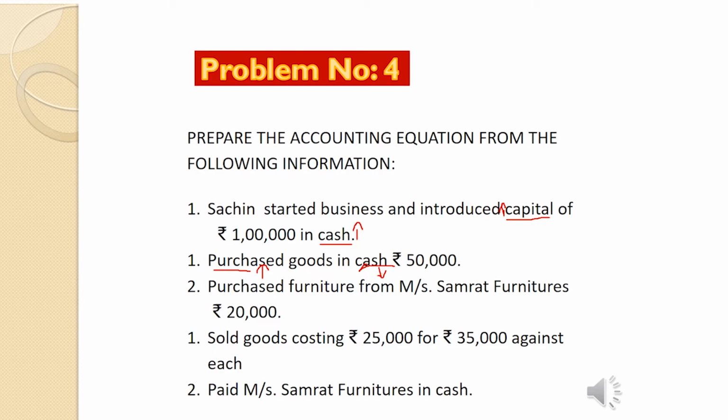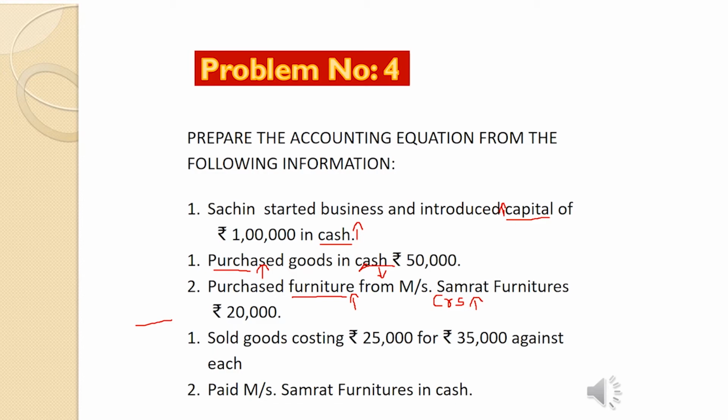Okay, the next transaction is purchased furniture. Purchased furniture from Samrat Furniture's account. This is a credit transaction. So here furniture asset will be increased. Asset increase. So we have furniture from somewhere, so creditors. Liability is also increased. The value of asset increase, then liability is also increased.